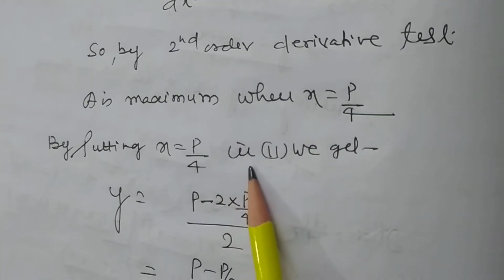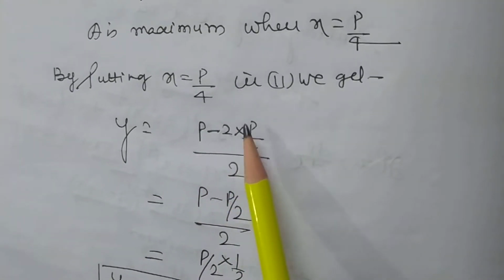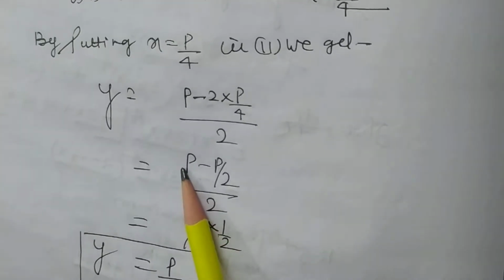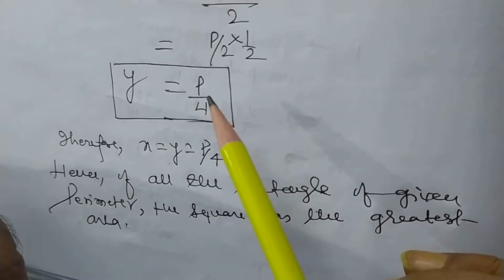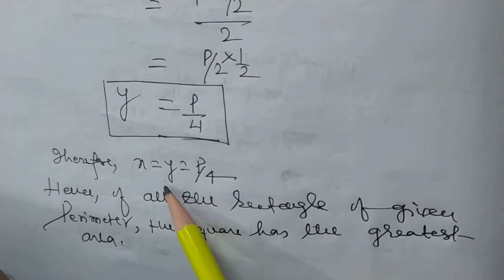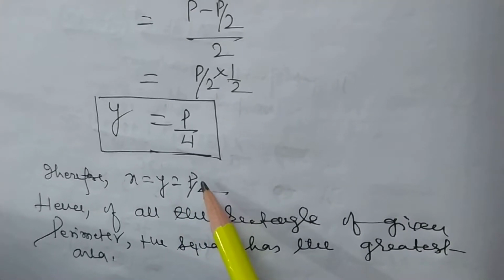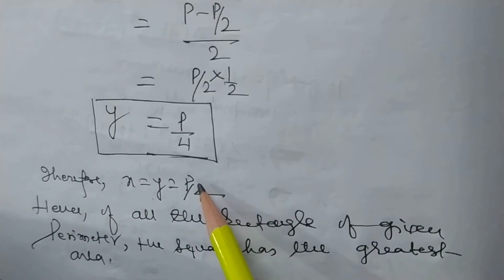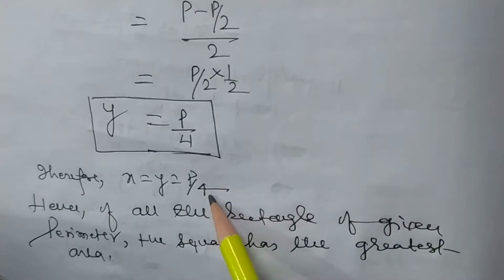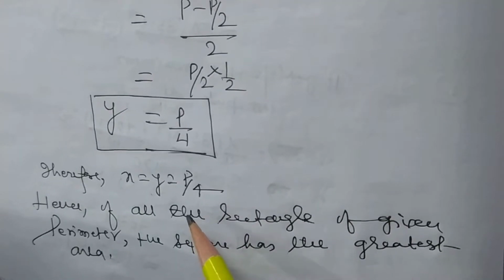By putting x is equal to p by 4 in second, we get y is equal to (p minus 2 into p by 4) divided by 2. That is (p minus p by 2) by 2. That is p by 2 into 1 by 2. That is y is equal to p by 4. So what do we observe? We observe that when the sides of the rectangle are equal, that is, the side of the rectangle is p by 4, perimeter by 4, then the area of the rectangle will be maximum.